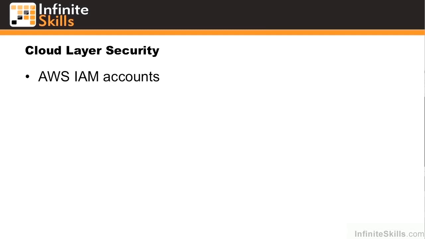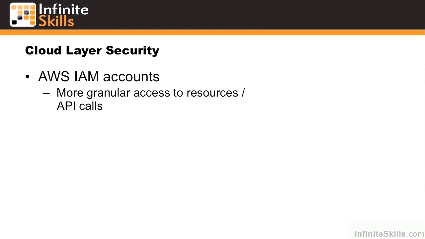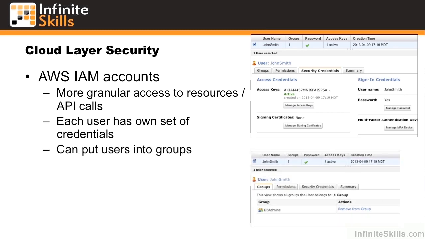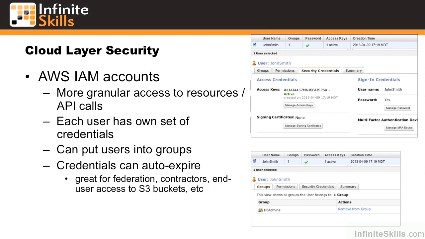On the cloud layer security, we can also use IAM accounts. These give you more granular access to resources and API calls. Each user here is going to be given their own set of credentials. They'll have their own access keys, their own passwords, and so on and so forth. You can put these users into groups. Here you can see that we've created a user named John Smith who has his own access keys and passwords, and we put him in the DB admins group, essentially giving him access to all the database-related operations. These credentials can auto-expire, which are great for federation, subcontractors, end-user access to S3 buckets, and so on. We discuss all this in greater detail in the IAM decks.